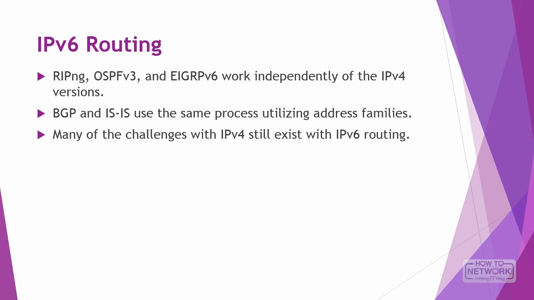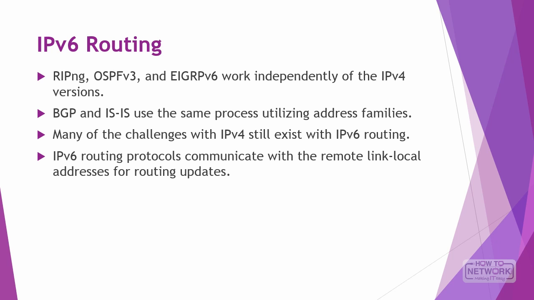Many of the issues with IPv4 still exist with IPv6 routing, such as name resolution and non-broadcast multi-access environments. An important aspect is that IPv6 routing protocols communicate with the remote link local addresses when establishing their adjacencies and exchanging routing information. In the routing table on an IPv6 router, the next hops are link local addresses of the neighbors.